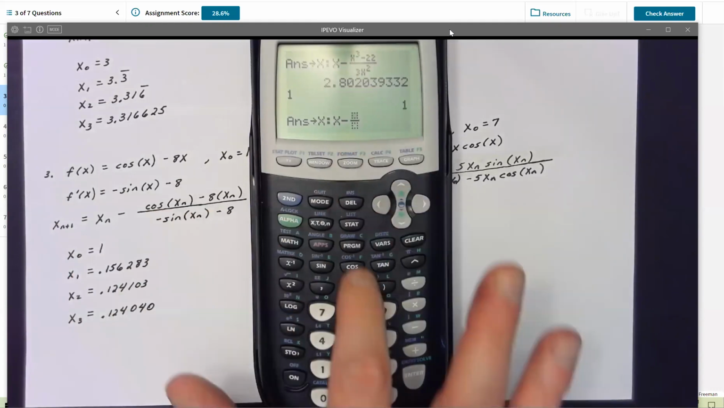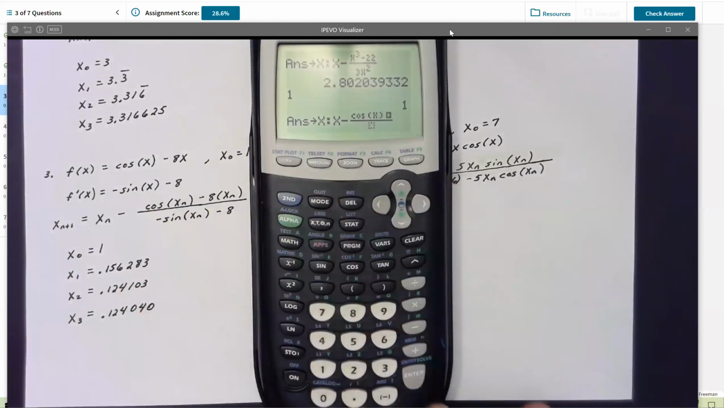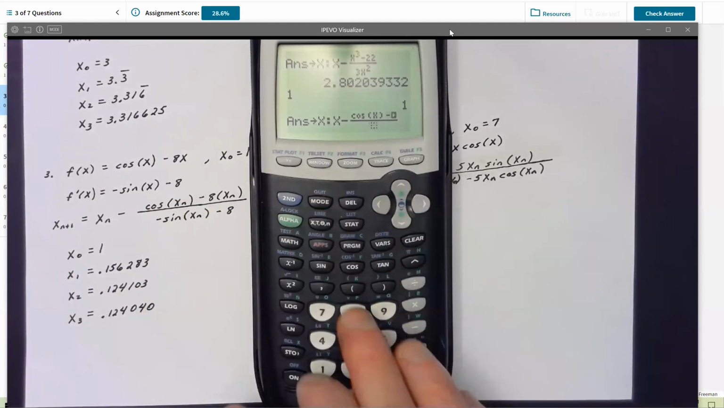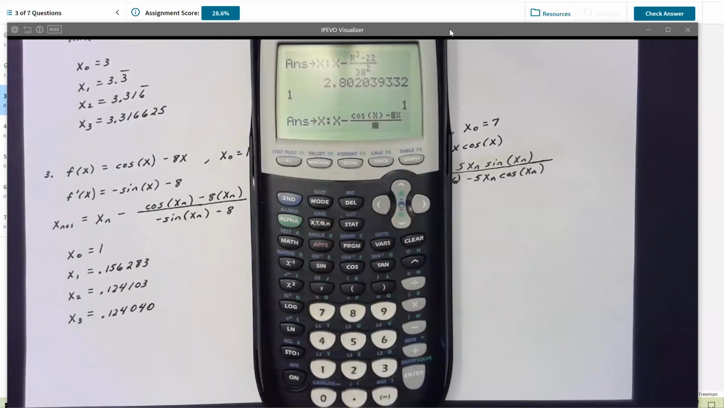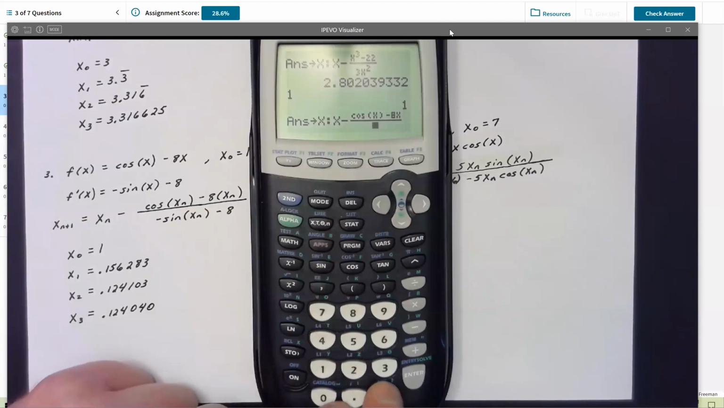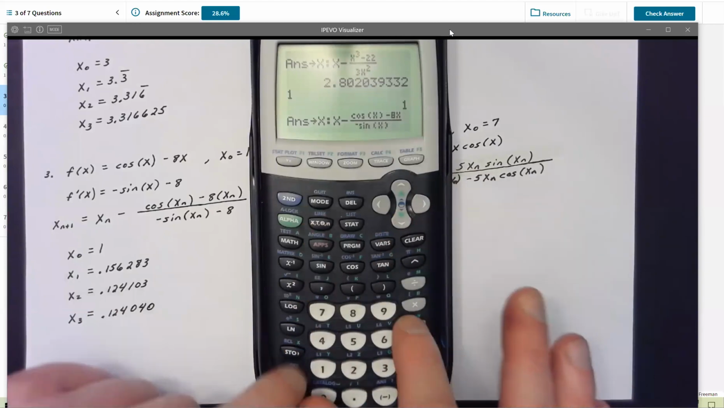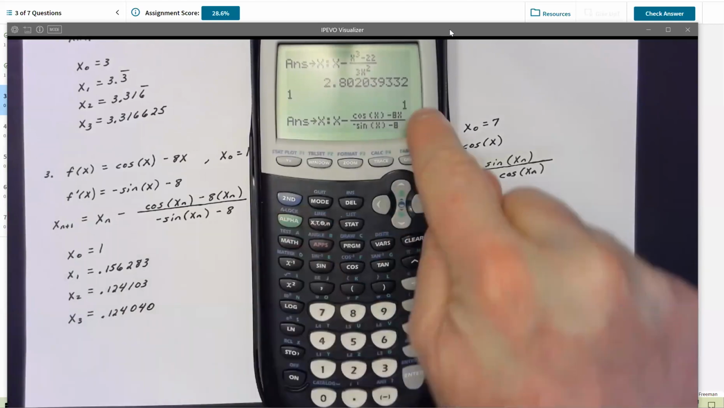I'll go ahead and type this in. It's going to be the cosine of X minus 8X. You don't need parentheses for that one. You did for the cosine function. Minus the sine of X. So I need to put negative sine of X. Close out the angle minus 8. So I have my Newton's method entered in gorgeously with the initial guess of 1.